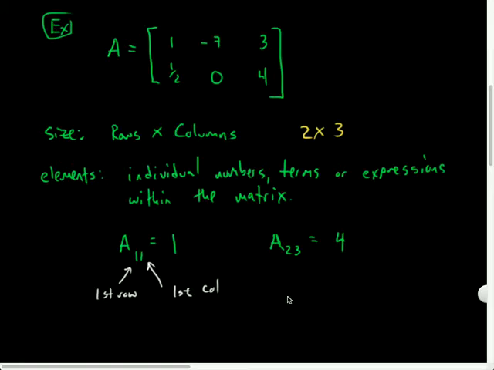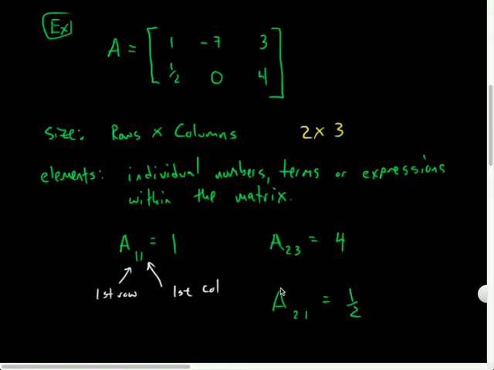So what would A21 be in this particular matrix? So second row, first column, 1/2. I agree.